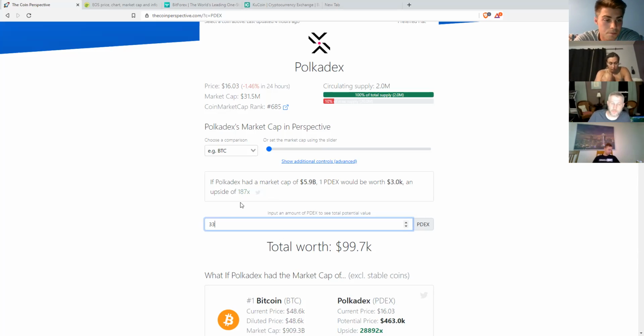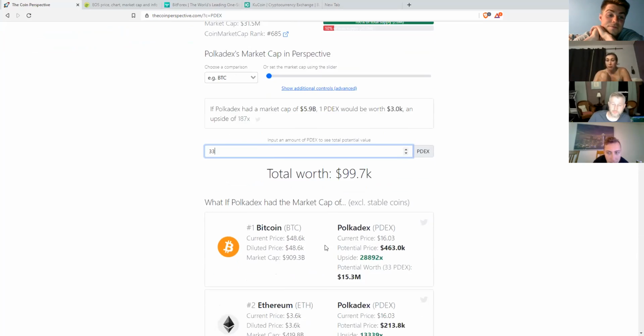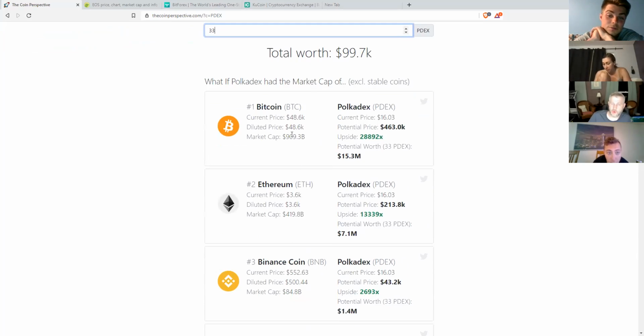Just for example, I have about 33 PDEX that I've purchased for about $400 or so. This is the potential of what it could be when it gets to just this amount. It's 5.9 billion. That could be $100,000 on a $500 investment. It's incredible. But if it ever got to this, which I doubt, that means each coin is $563,000.